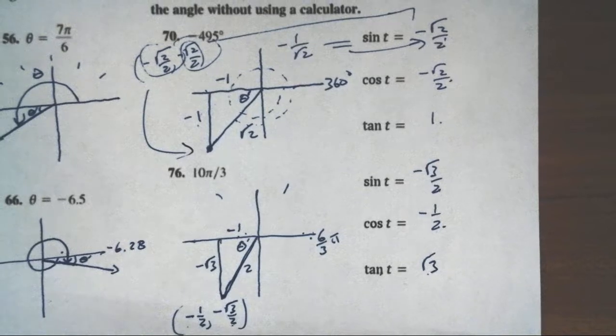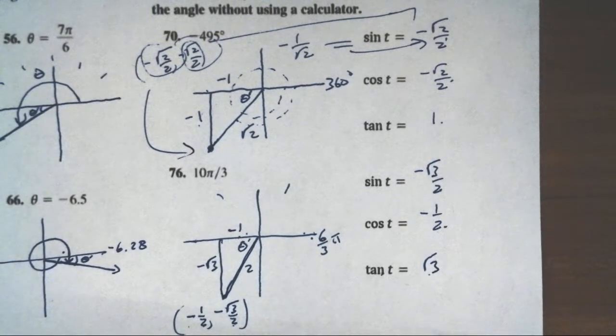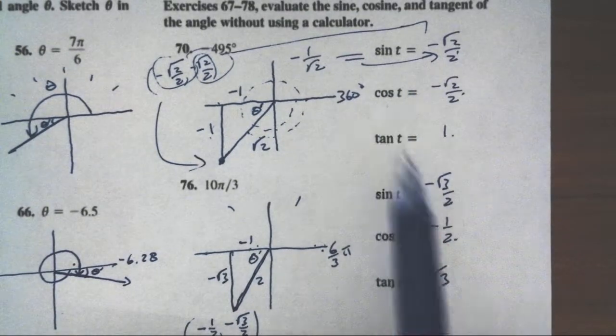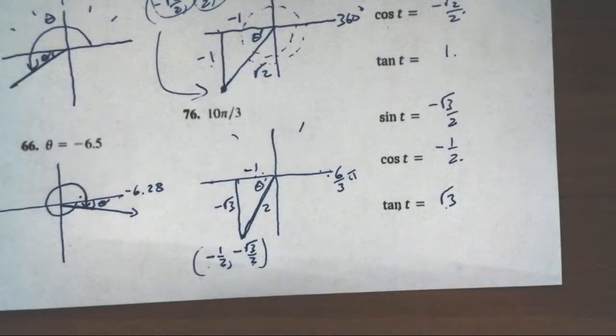So both have advantages. I don't think I'd typically do it both ways as I've done on these two problems, but if they were just asking me for sine and cosine, no doubt I'm going with the unit circle if I know those values. Okay, let's continue.